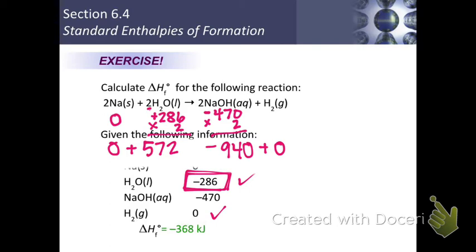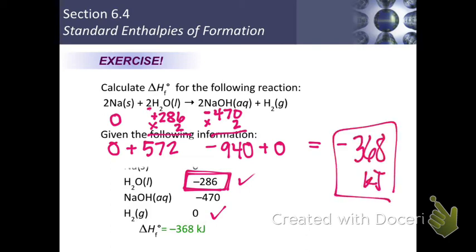And then all we do is add them across. That's it. Positive 572 minus 940 gives me, I hope, negative 368 kilojoules. Even if both of them had values and not just 0, you still just add them across. Your book explains this in more of a Hess's law format. It wants you to cancel a bunch of things, but it's not necessary.